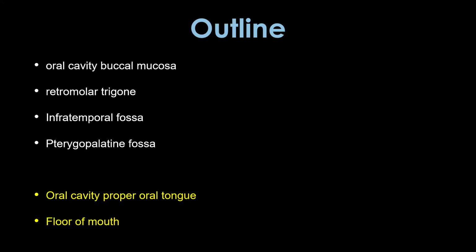So we dealt with the oral cavity and associated anatomy involving the RMT, infratemporal fossa and pterygopalatine fossa. Now we'll talk about the oral cavity proper. Predominant organ in the oral cavity proper is the tongue. So we'll mainly talk about tongue anatomy and also the floor of the mouth.